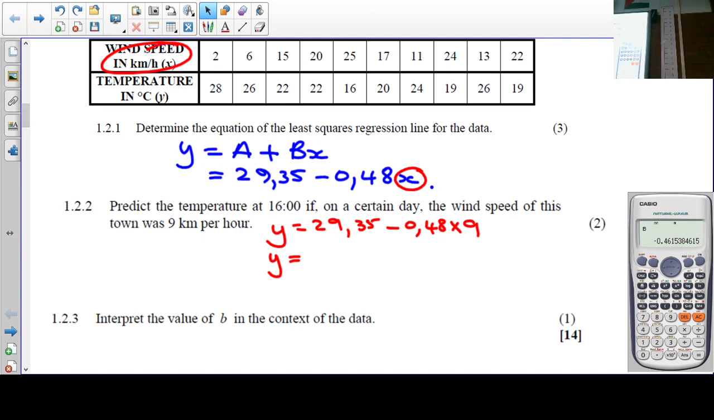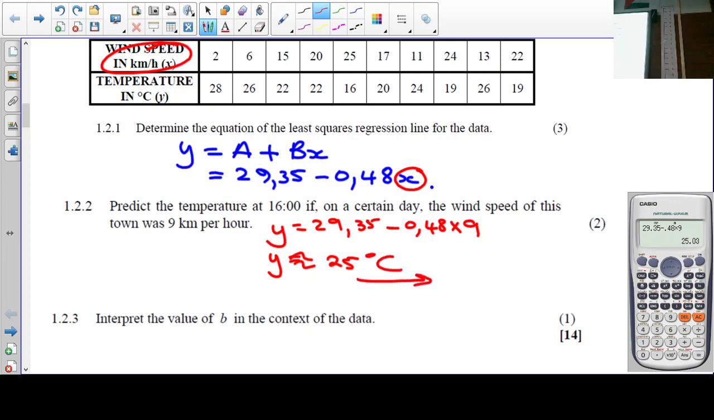So we got 29,35 minus 0,48 times 9. That gives us approximately 25,03, which is approximately 25 degrees Celsius. Okay.